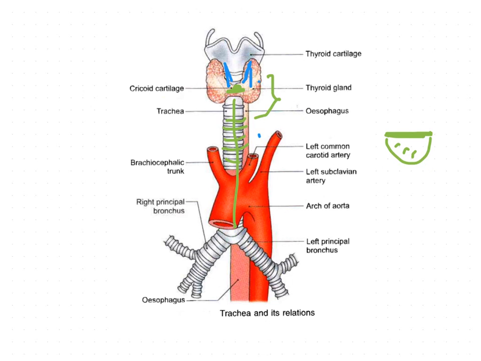So these carotid arteries will go like this. So those arteries are also related on the lateral aspect of the cervical part of the trachea. So these are the relations of the trachea in the cervical region. But we are very much bothered about the thoracic part.